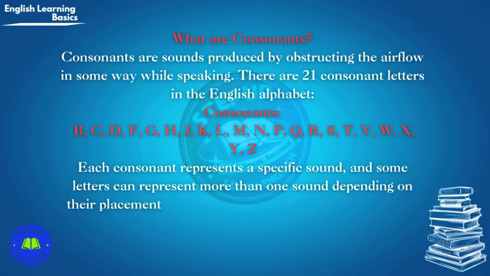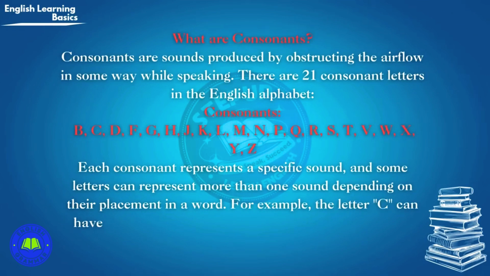Each consonant represents a specific sound, and some letters can represent more than one sound, depending on their placement in a word. For example, the letter C can have a hard sound as in cat, or a soft sound as in cell.